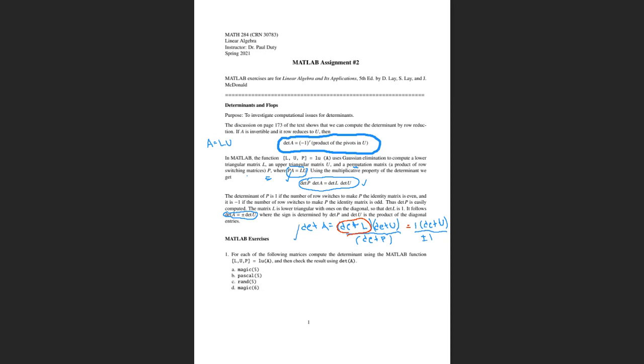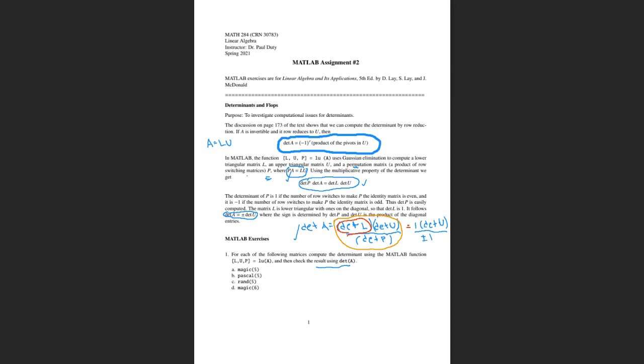And that's what you're going to do in this first exercise in MATLAB assignment 1. You're going to use MATLAB to get the determinant of A, and you're going to check the result by taking the determinant of L times the determinant of U divided by the determinant of P. That's how you're going to check the result.